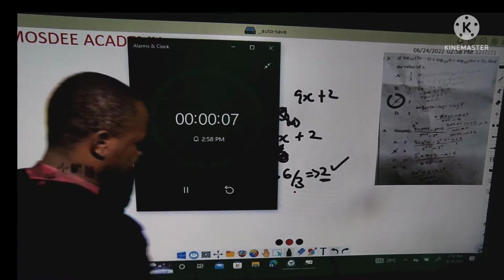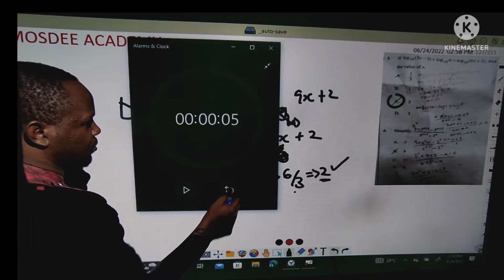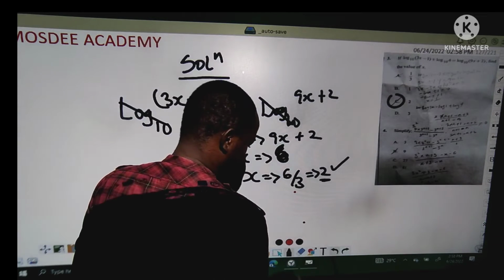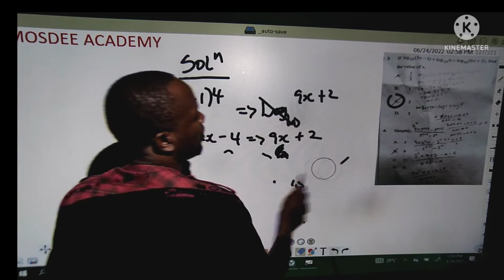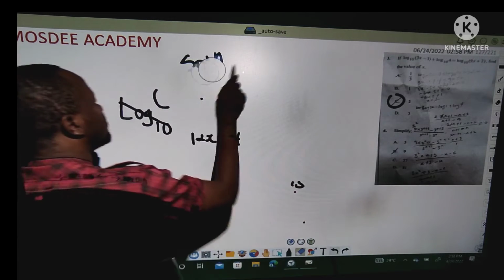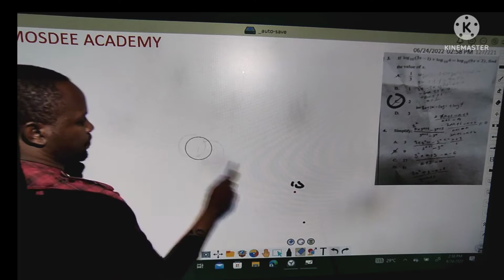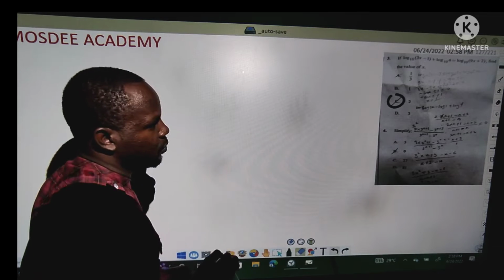Question 4. My timing? Oh wow, I tried. Because with that stuff, I was still able to meet up. I hope we are following. So these are basic math questions, though it is called further maths, but it is a mathematics question.